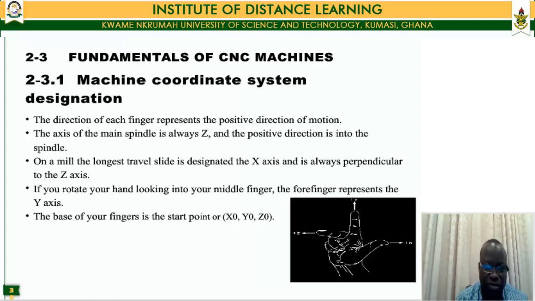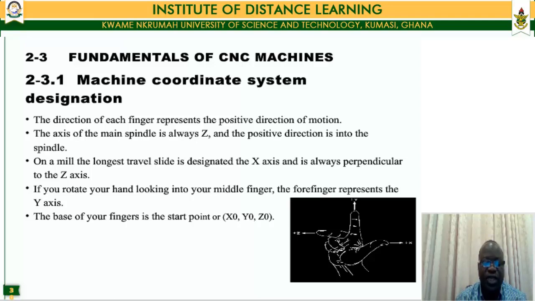Tonight we're going to look at the fundamentals of CNC machines, that is, computer numerical control machines. First, we want to start by looking at the machine coordinate system designation. That is, if you take a typical CNC machine, what we want to understand is how the coordinate system is designated on the machine. Let's take a CNC mill and a CNC lathe machine.